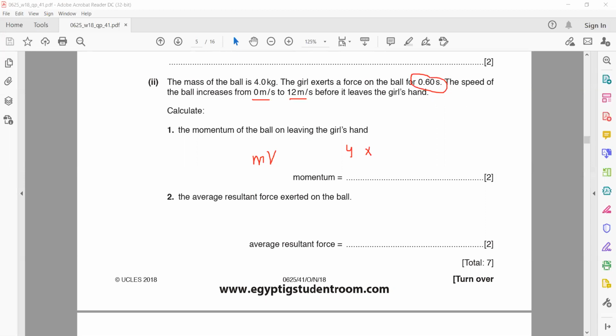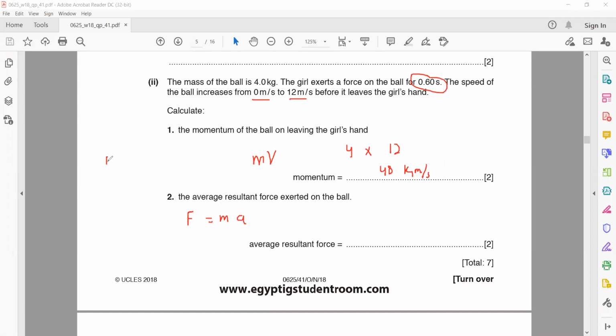So mass multiplied by velocity. As it leaves, that's 12, so it will be equal to 48 kilogram meter per second, or it can be Newton second. The average force, so how to get a force? You can use the change in momentum divided by time, or you can use the formula F is equal to ma. Both will give you the same answer, but to use this formula, first I should get the acceleration. What is the acceleration?